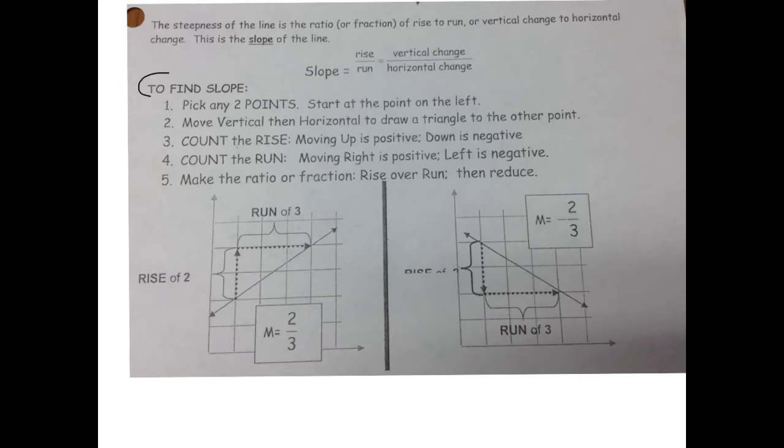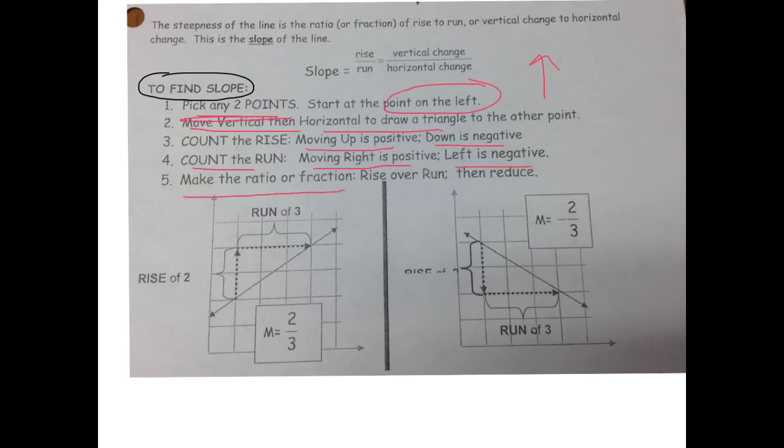To find slope, and this is the most important part of it, you pick any two points that you want. You always start at the left. And we're going to tell you a story in class to help you remember this. You always move vertical, which is you move up and down, and then you move horizontal. Okay? When we count the rise, moving up is positive, down is negative, and when we count the run, moving right is positive and left is negative. That's always the same. And we want to make this a ratio, or better yet, a fraction of rise over run.